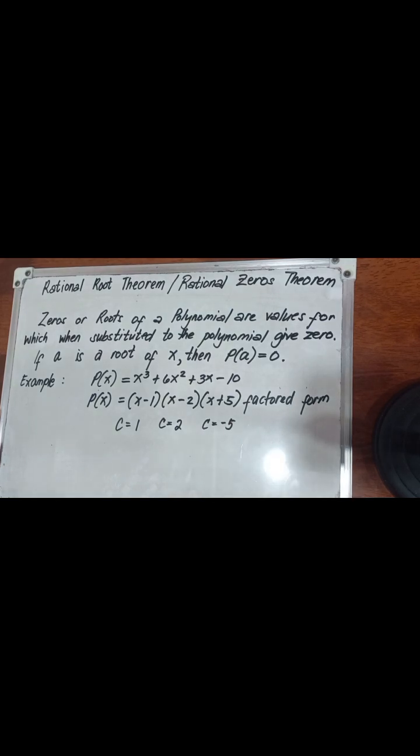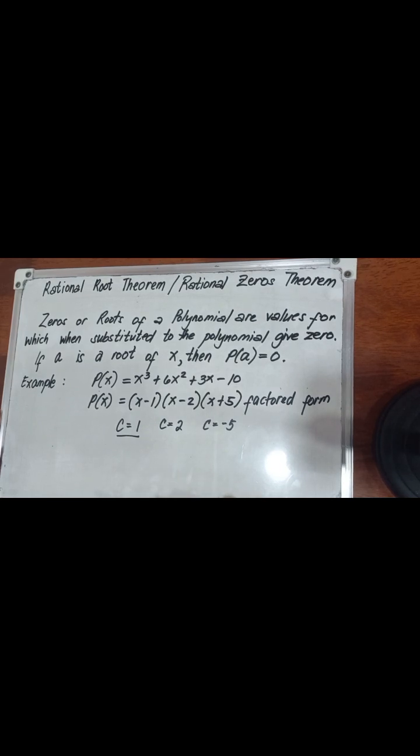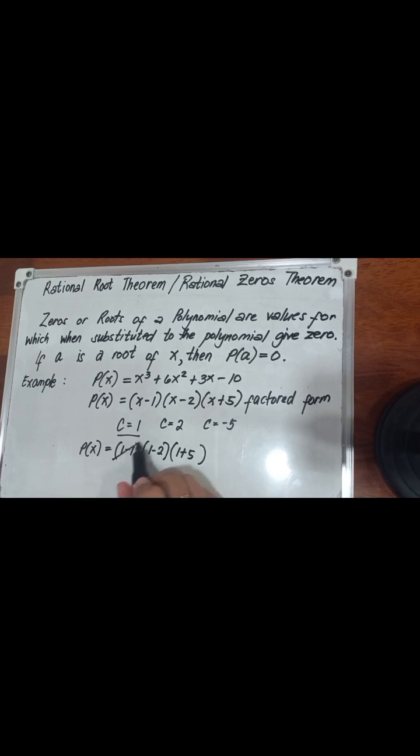Okay? So if we substitute c equals 1 into our polynomial expression, that would give us 0. So 1 minus 1 times 1 minus 2 times 1 plus 5. So 1 minus 1 is 0. Any number multiplied by 0 is equal to 0.